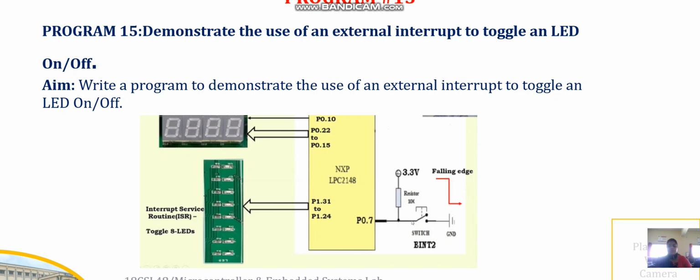Yes, today I am going to demonstrate program number 15. That is, demonstrate using the external input to toggle the LED on and off. It means that particular bit should be blinking, turning on and off. We call it toggling the LED.